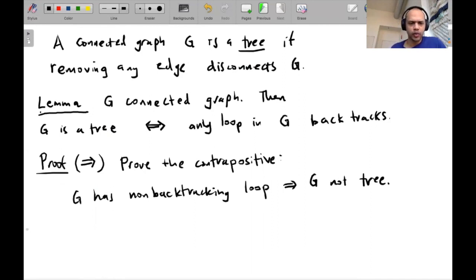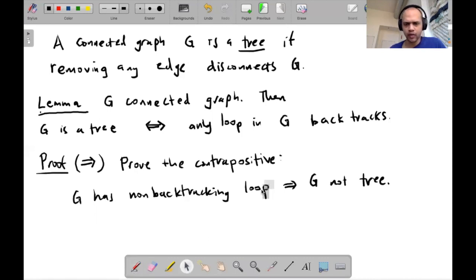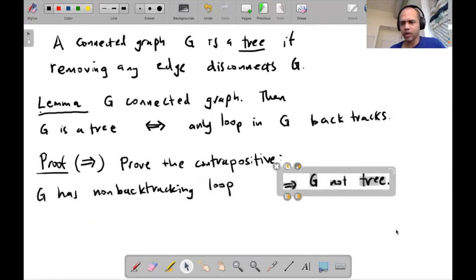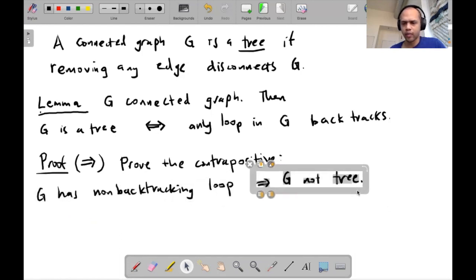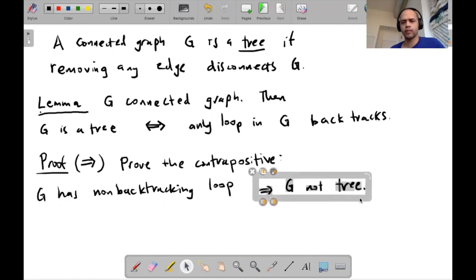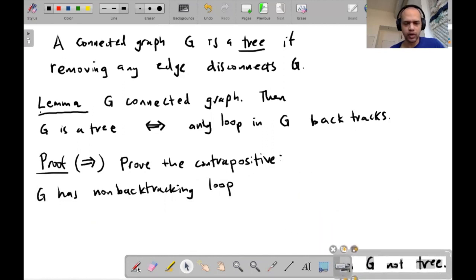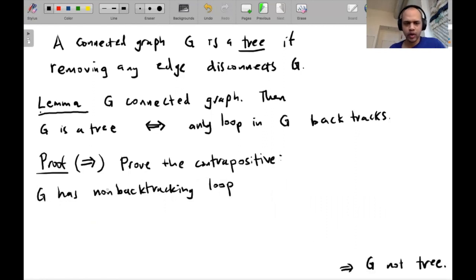Okay, so let's prove this. Let me see if I can do it this way. This is what we're starting to assume, and at the end of the day, we want to get to here. Right. So let me just put this down here. Let's see if this works. See if I can fill in the rest with the argument.